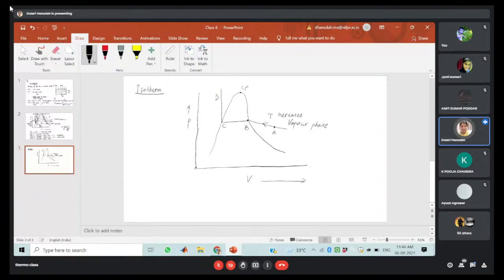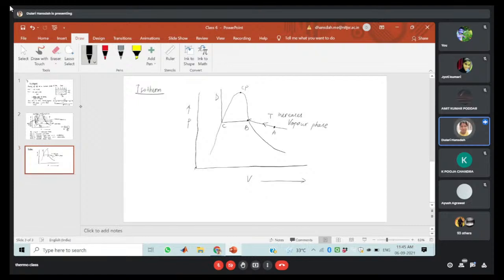So here is the initial point, and the pressure is increasing. So due to the increase of the pressure, the volume will decrease, but temperature will also increase. Okay. So that compression process will reach up to the vapor state, that is your point B. Okay, this is your saturated vapor state, that is your point B.